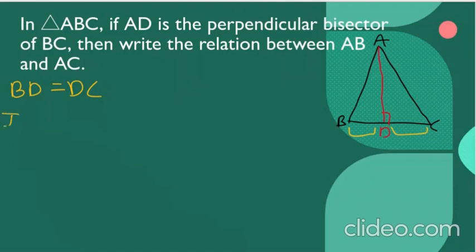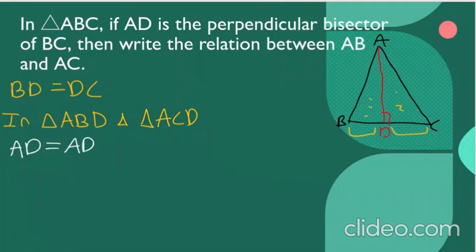Now let's say in triangle ABD and triangle ACD. We have two triangles in it, right? ABD, this one, and ACD, this one. I'm taking those two triangles. Now I'll use my congruence criteria here. Now in ABD and ACD, what things are equal? First thing is that AD is equal to AD, because that is my median. It is in the middle, right? So it is common to both of them.